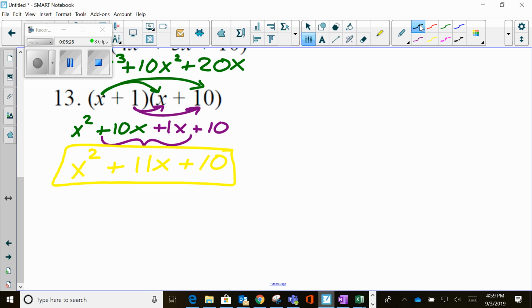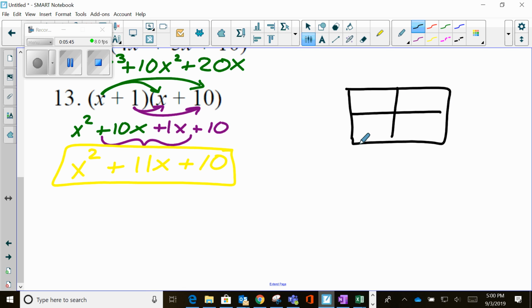Now, some people are a little bit more visual and would prefer to see this in a different format. So because it's a binomial times a binomial, the other way we could do this is using what's called the box method. So I'm going to draw a box, and since it was a 2-term times 2-term polynomial, I'm going to create a 2-by-2 box. On one side of the box, I'm going to write the first polynomial, and above the box, I'm going to write the second polynomial.